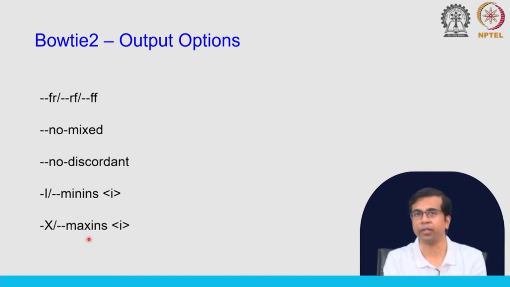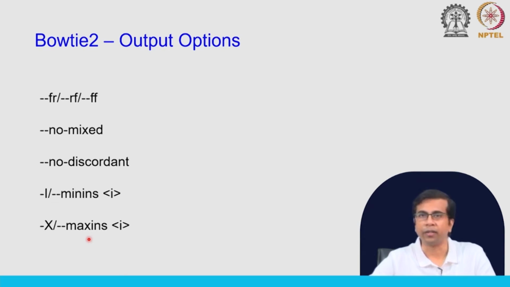Specifically, what --no-mixed will do is leave out the single end alignments. In paired end alignment, the program will try to map both read 1 and read 2. If it does not find any valid concordant or discordant alignment, it will take these individual reads and try to align them separately. If you do not want that, because this may not be useful, we can always specify --no-mixed.